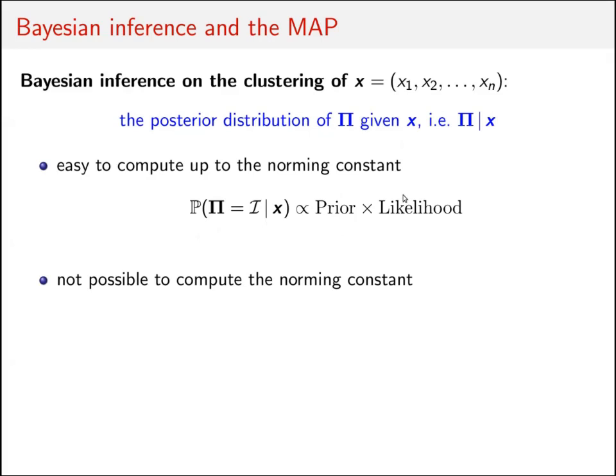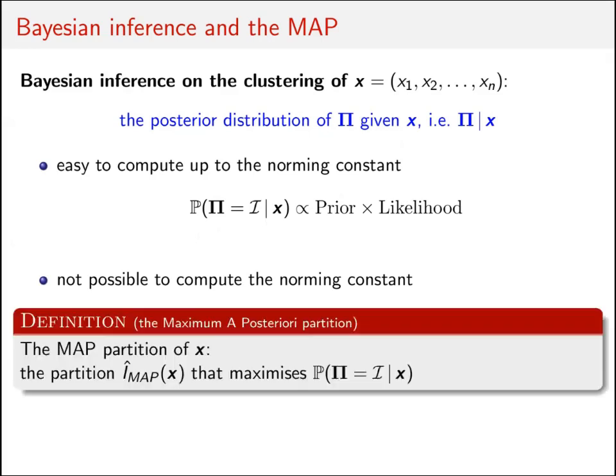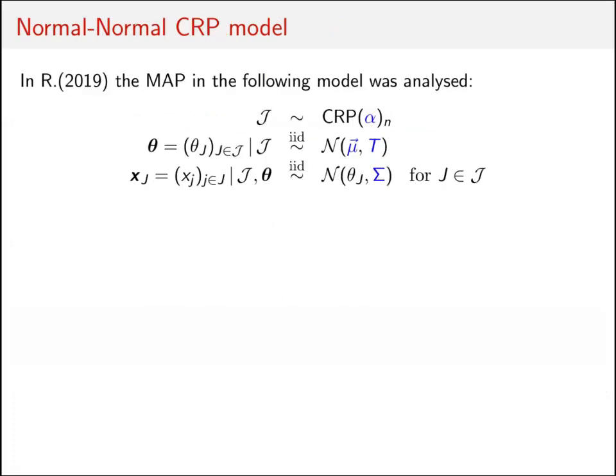So at least theoretically, we can ask ourselves: what about the behavior of the so-called maximum a posteriori estimator? I mean, the partition that maximizes the a posteriori probability. This model I've just introduced, with the Chinese restaurant prior on the space of partitions and this double Gaussian likelihood with fixed covariance for every cluster, was the object of analysis of the paper I mentioned before. And now I will briefly describe the main results of the paper.